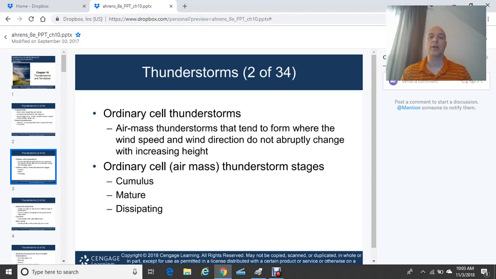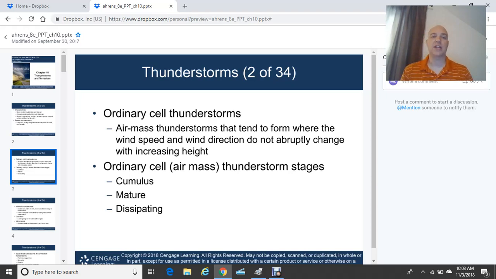When I talk about wind shear, I'm talking about a change in wind speed or direction with height above the ground. So with ordinary cell or air mass thunderstorms, you typically do not have that increasing wind shear, that rapidly changing wind speed and direction with height. Now there are 3 stages of development to an ordinary cell, also known as an air mass thunderstorm: the cumulus stage, the mature stage, and finally the dissipating stage. They do occur in that order.